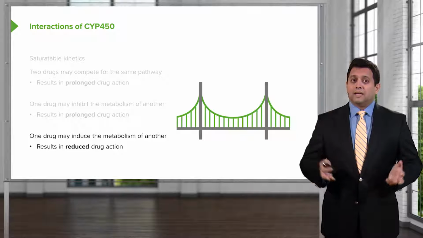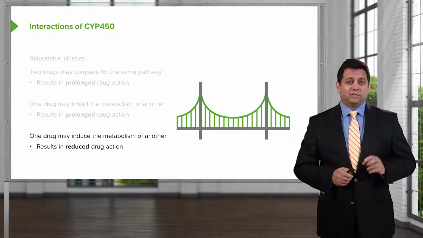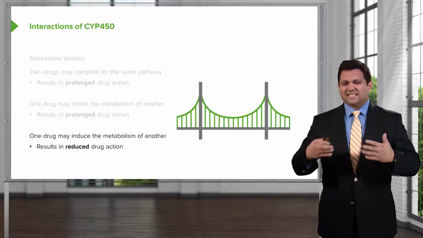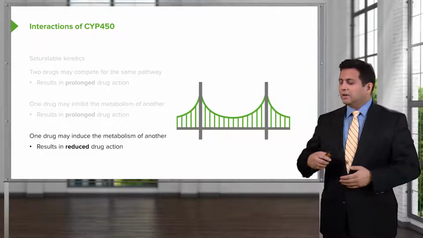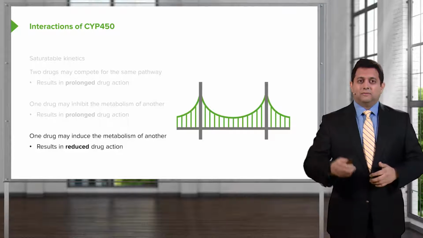Now, 1 drug may induce the metabolism of another. So if you've ever seen ambulances, you always know that there's at least 1 idiot following the ambulance at a really high speed. That's like an induction enzyme. You've got 1 drug that makes the metabolism of another drug very quick.